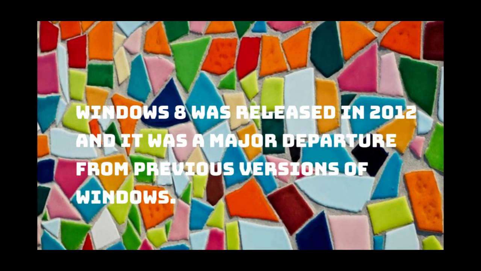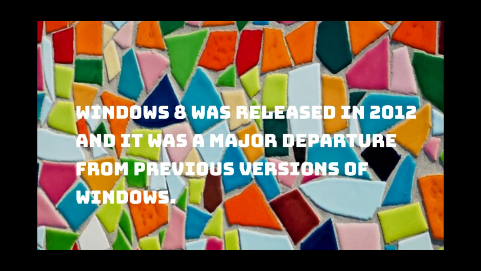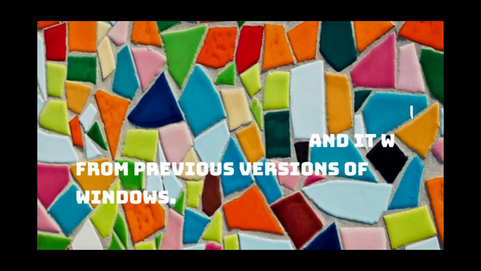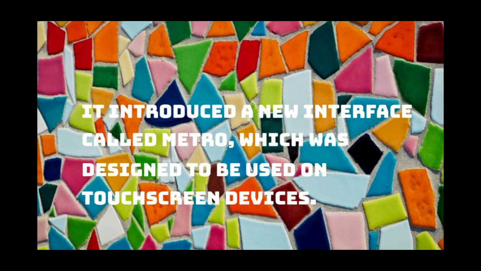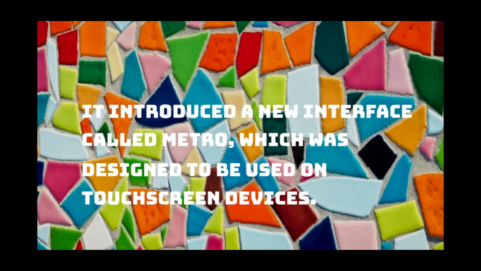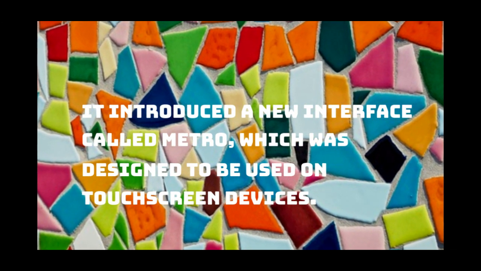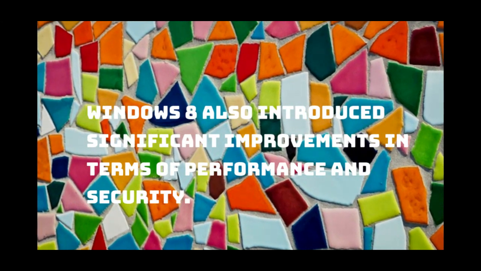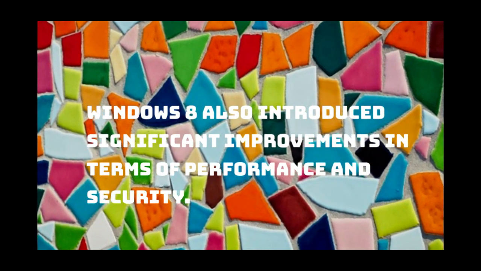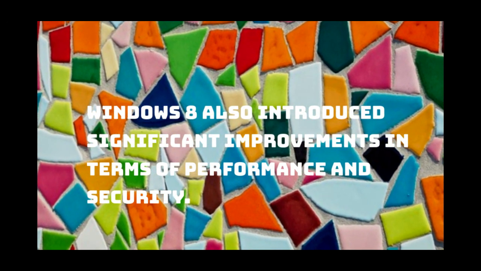Windows 8 was released in 2012 and it was a major departure from previous versions of Windows. It introduced a new interface called Metro, which was designed to be used on touchscreen devices. Windows 8 also introduced significant improvements in terms of performance and security.